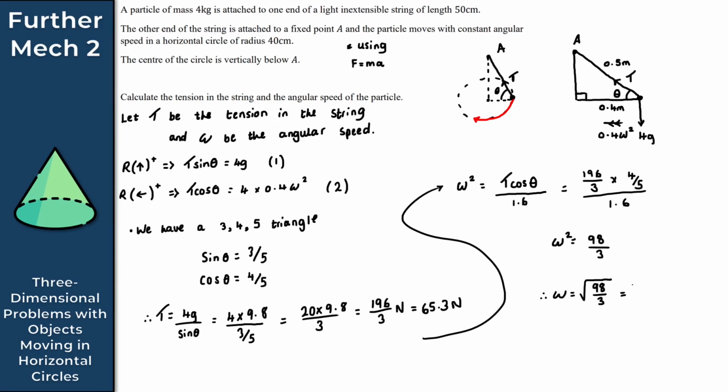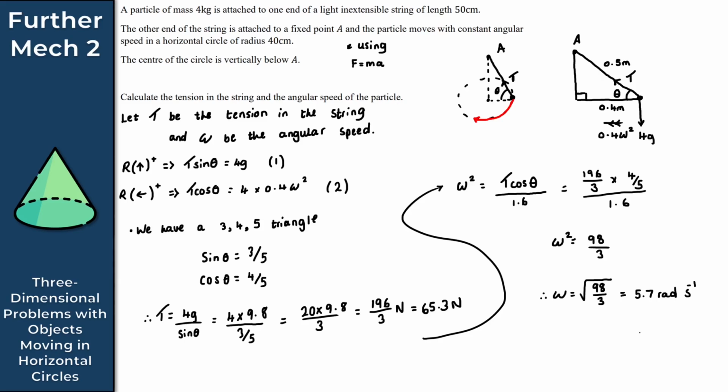This won't be a pretty result, it's going to be a decimal. So to two significant figures, what I get is 5.7. And then don't forget your units. We're looking at angular speed, so the units are radians per second. Rad per second there.